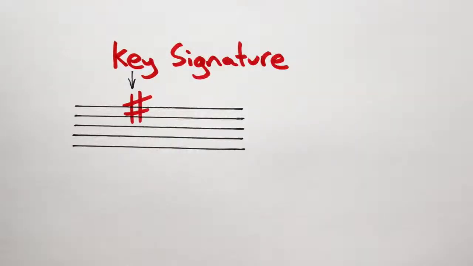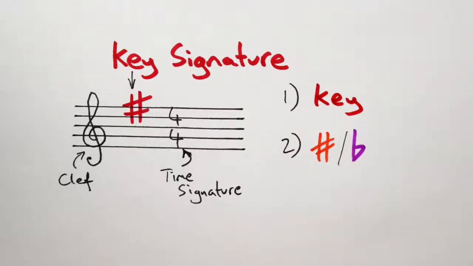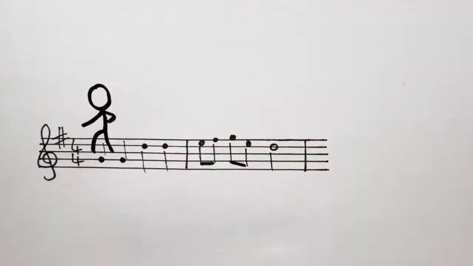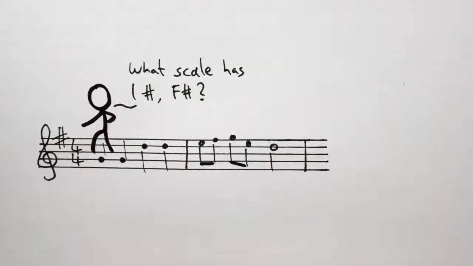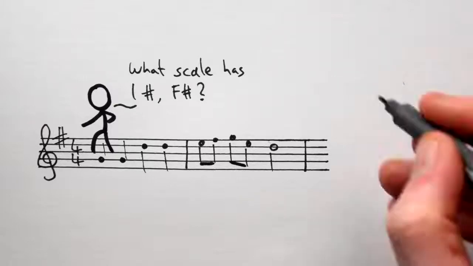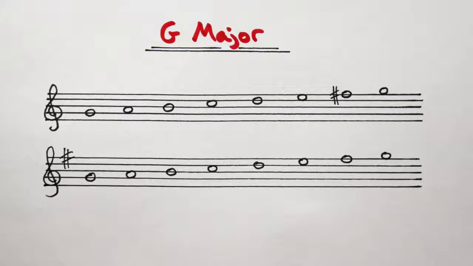Key signatures are always placed between the clef and the time signature, and they tell us two very important things: the key of the piece and what sharps or flats to play. The key is easy. Just look at the key signature and try to figure out what scale has the same accidentals as is shown in the key signature. Like before, find the scale and you find the key. In this case, we're in the key of G major because the scale of G major contains a single sharp, and that sharp is F sharp.